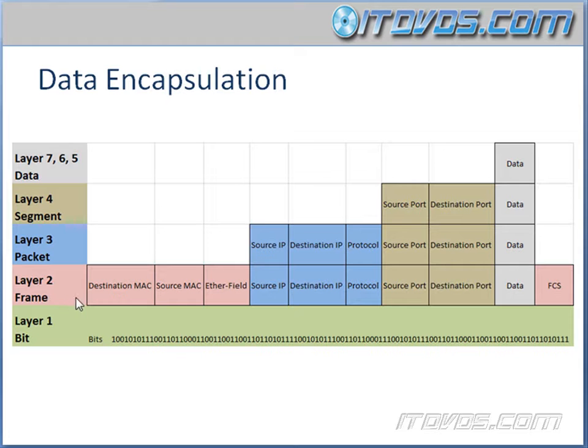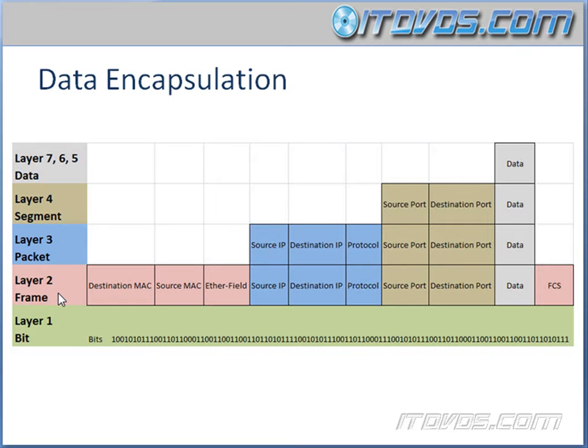Then we make our way down to layer 2, and the packet is encapsulated, and it becomes a frame. The destination MAC address is added, along with the source MAC address, the ether field or type. We're going to talk about this more when we talk about Ethernet. And then FCS, which stands for Frame Check Sequence. And this is added so that we can perform error detection on this frame to make sure there wasn't any kind of corruption as it transferred over the network. And then this frame is turned into bits and transferred over whatever medium we're trying to transfer it over, like an Ethernet cable.